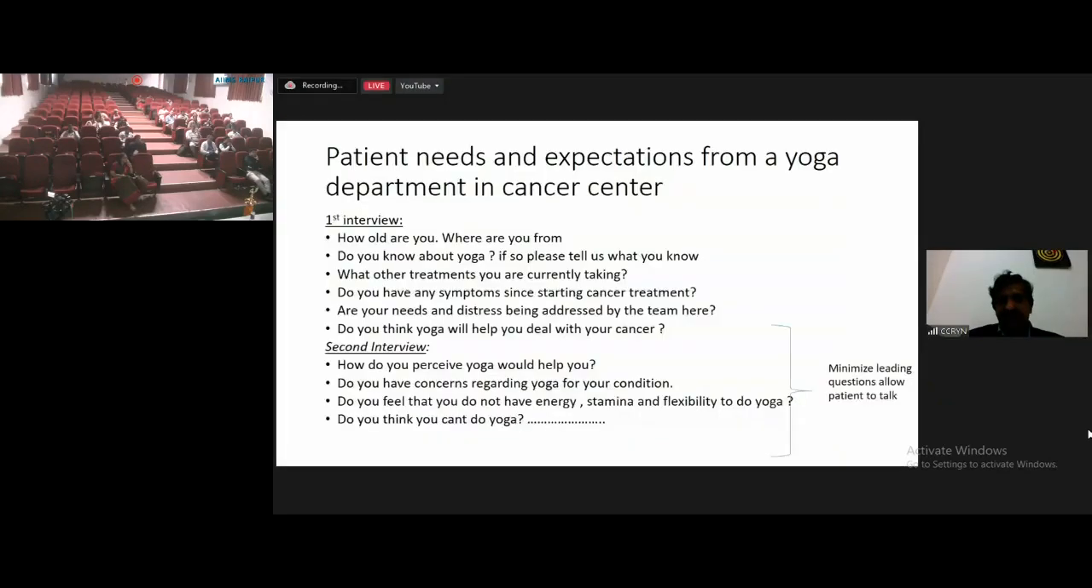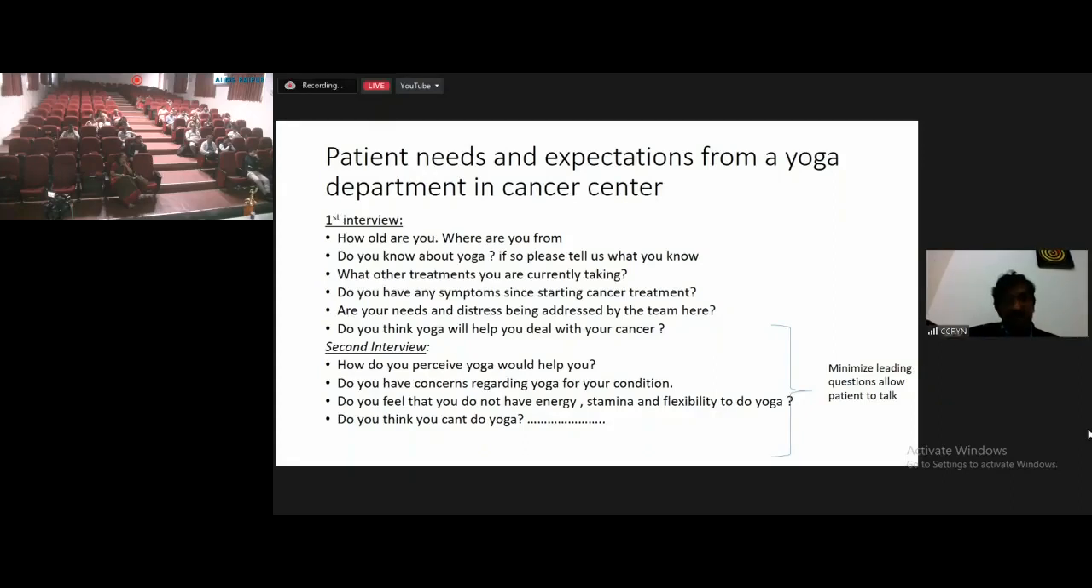Similarly, if a patient comes to the yoga department in a cancer center: how old are you? Where are you from? You know about yoga, so please tell us what you know. We ascertain from patients what they know about yoga. So what is their perception about yoga? What other treatments are you currently taking? You have symptoms in starting cancer treatment. Are your needs and distress being addressed by the team here? Do you think yoga will help you deal with your cancer?